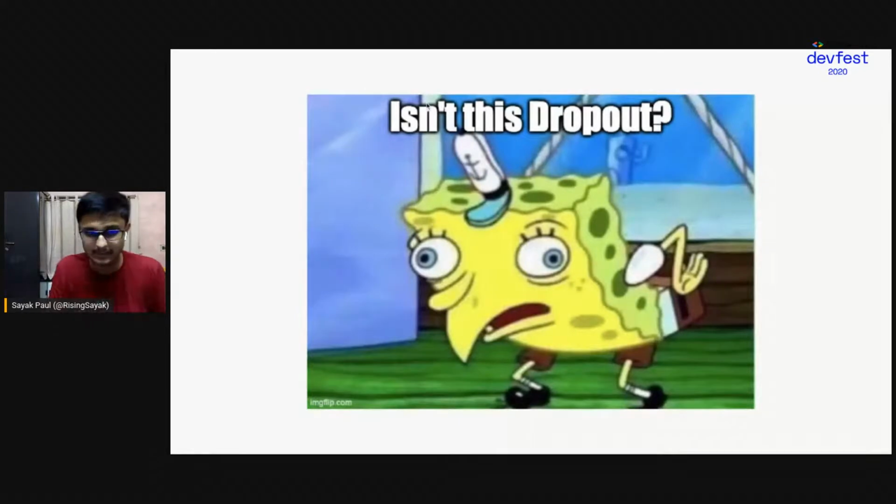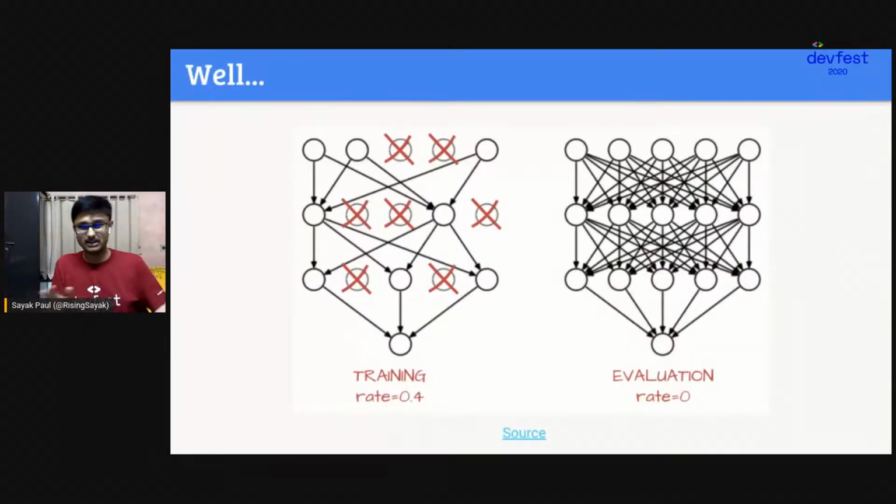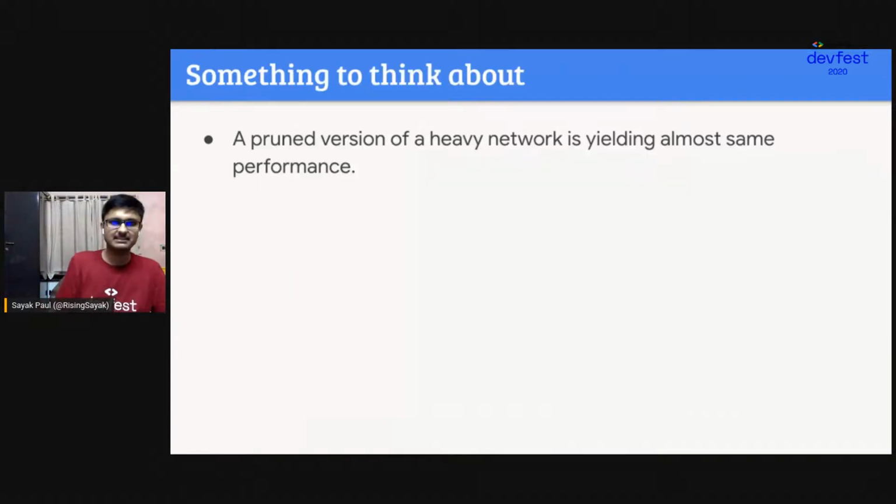I hope you had your brainstorming, but it is not actually dropout. Dropout is only a training time technique. It's not used during inference, while pruning is used during inference. That's the whole point. There are other differences as well, but this is one of the major differences.